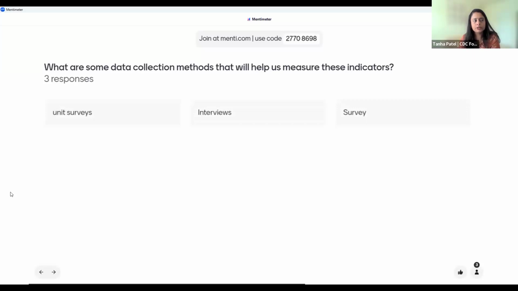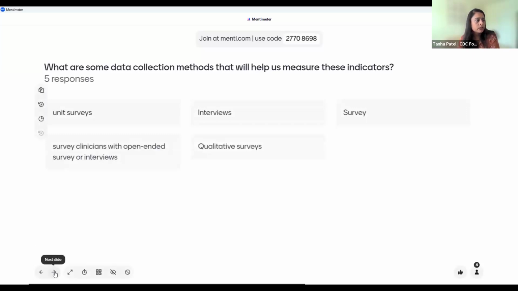These are good, and I'm just going to keep us going, looking at time. I want to make sure we have time for questions too. But yes, surveys with clinician open-ended information is really spot on. You really do want some qualitative data that gives you a little bit more context to what's happening.